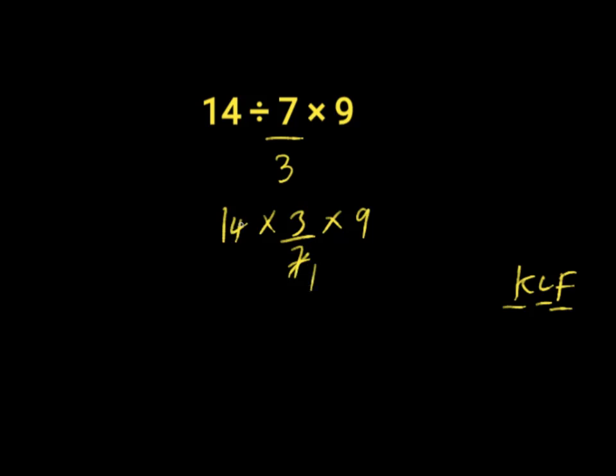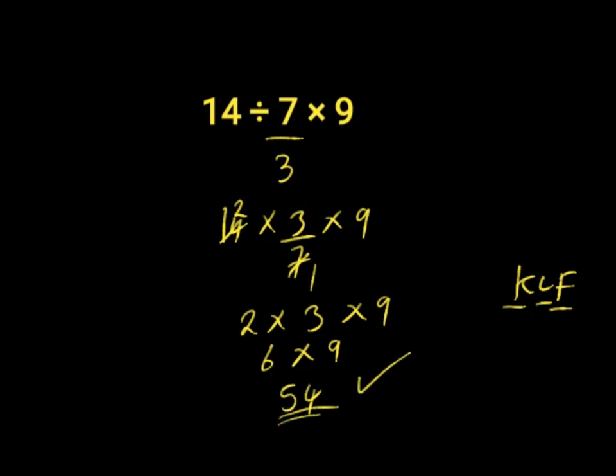7 into here 1, 7 into 14 2. Now we have 2 times 3 times 9. 2 times 3 will give us 6. Then we have 6 times 9. 6 times 9 is equals to 54. 54 is the right answer to this question.